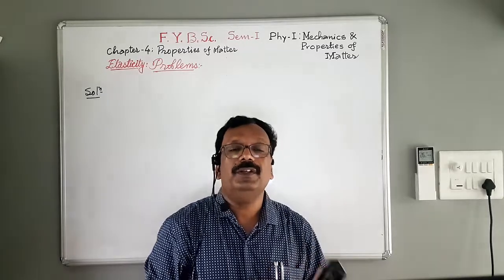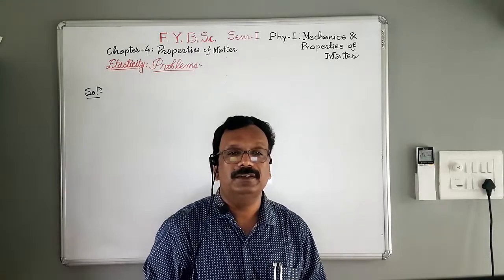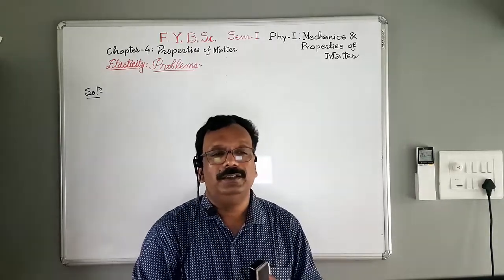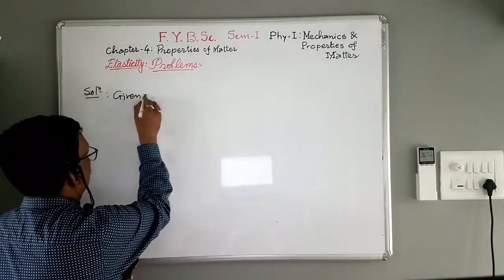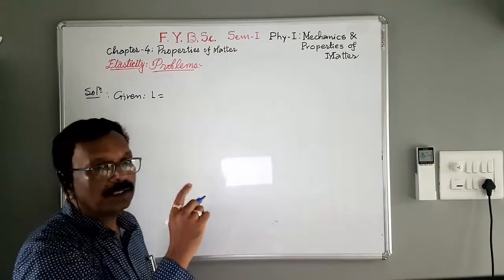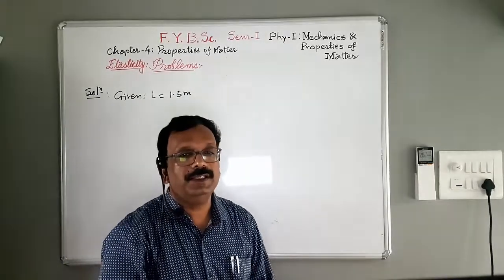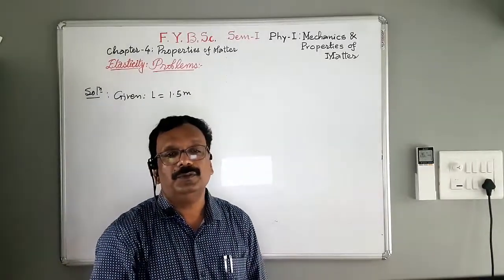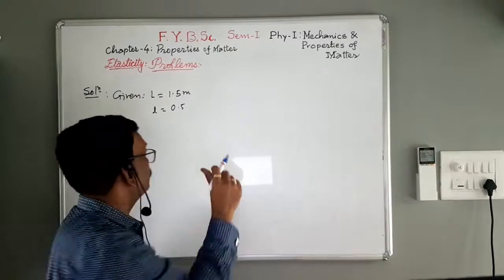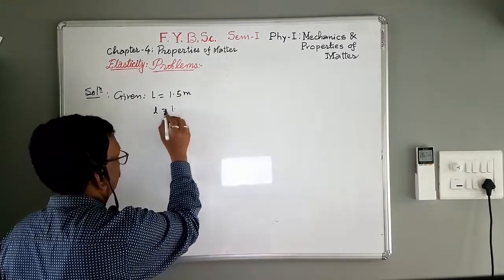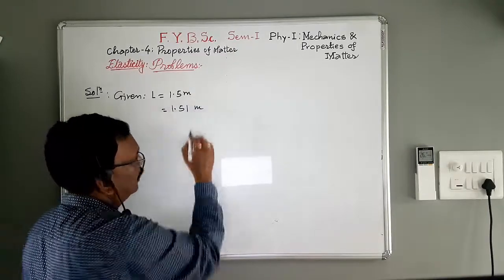Find the energy stored per unit volume of a copper wire of uniform cross sectional area and length 1.5 meter. Here again the solution is given. L is equal to 1.5 meter. When the wire is stretched, the length becomes 1.51 meter.